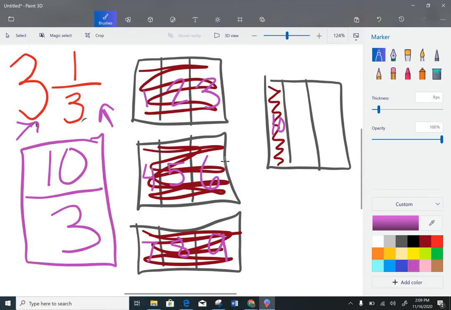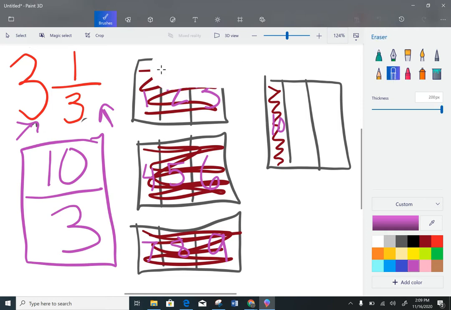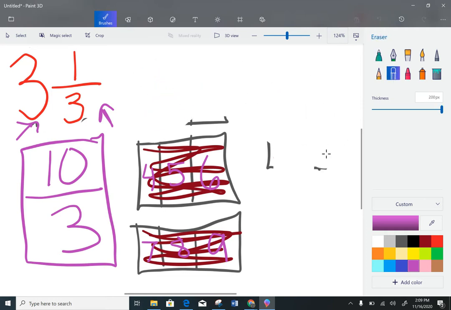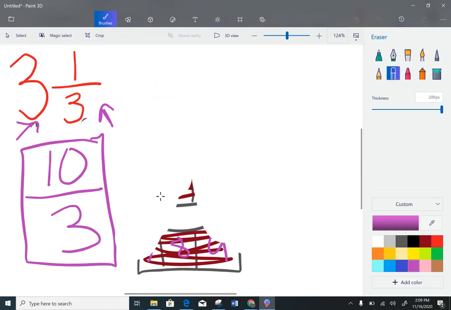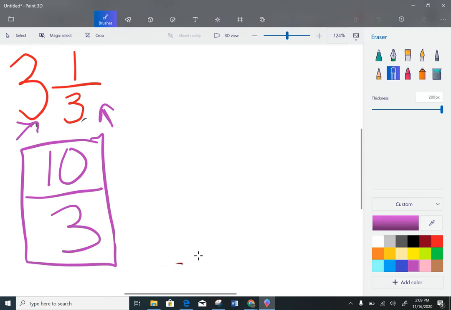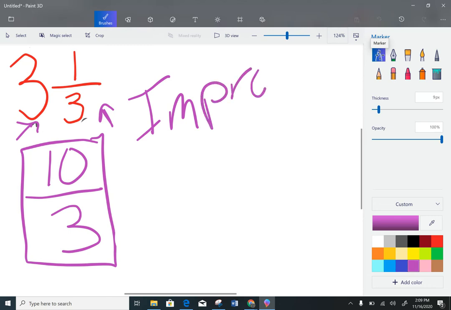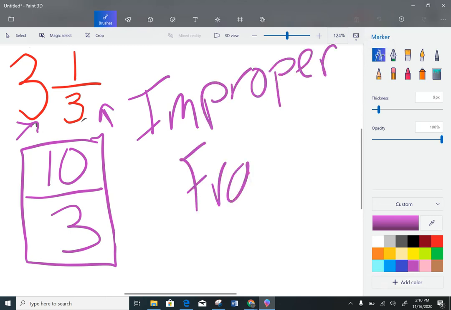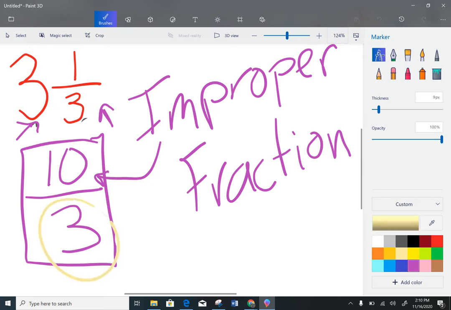Well, 10 thirds is what we know as, I can erase. We call 10 thirds an improper fraction. We call it improper because the number on top is bigger than the number on the bottom.